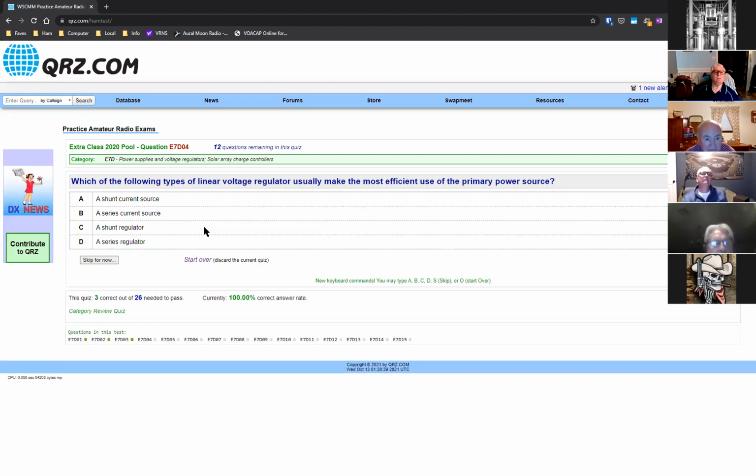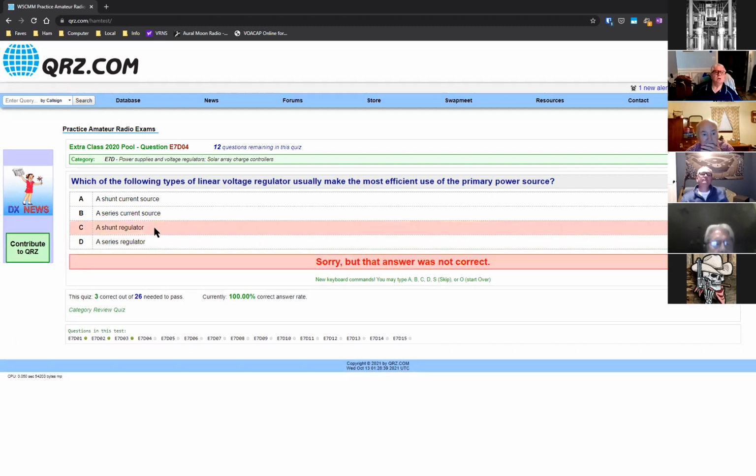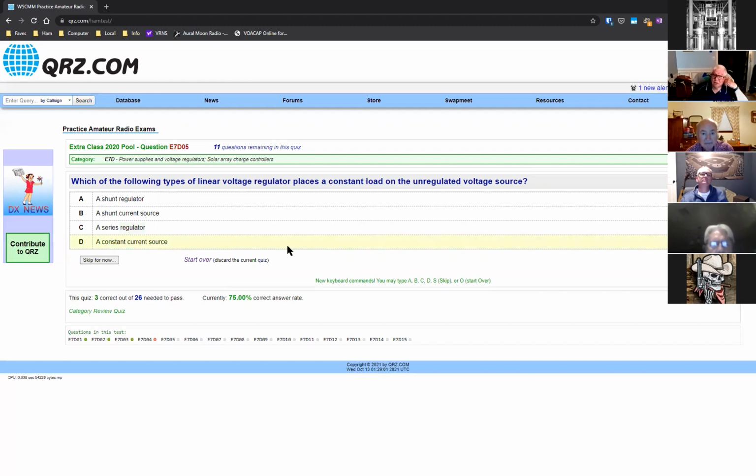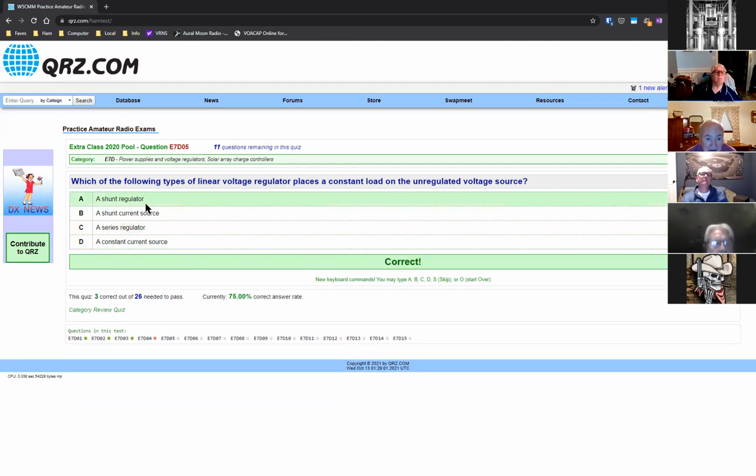Which of the following types of linear voltage regulator usually make the most efficient use of the primary power source? C, a shunt regulator. Well, I'm going to say series. To remember a shunt, it's going to keep it under constant load. So the answer for this one is going to be a shunt.